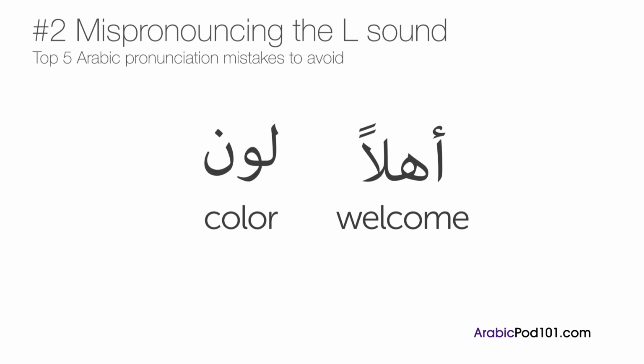لون أهلا. Unlike the English L, the tongue is ever so slightly flatter and straighter in Arabic. Don't worry if you don't get it right away because we'll break down this sound in Lesson 5.